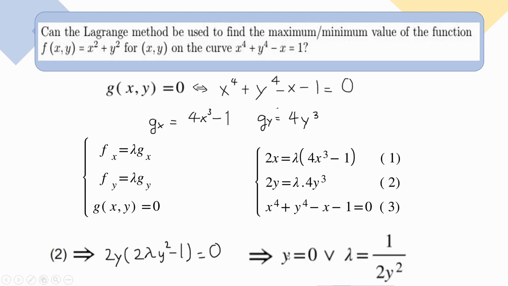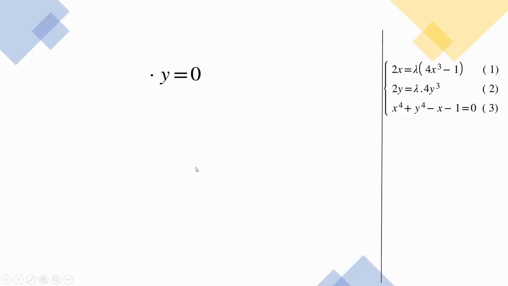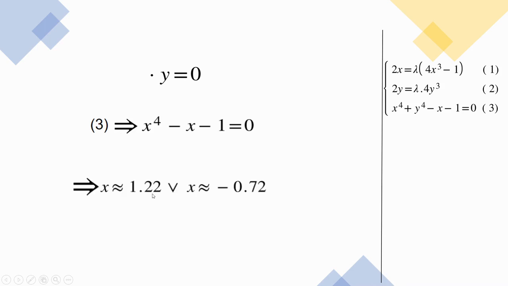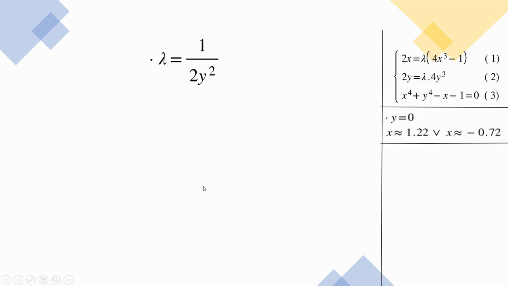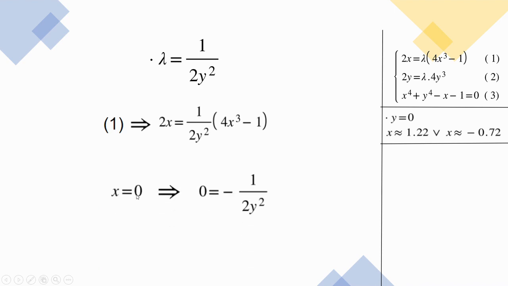By equation 2, we have y equal to 0 or lambda equal to 1.5 y squared. With y equal to 0, we substitute into equation 3. Then we have x approximately equal to this value. And in the case lambda equal to 1.5 y squared, we have this after we substitute into equation 1. And with the case x equal to 0, we can find y.